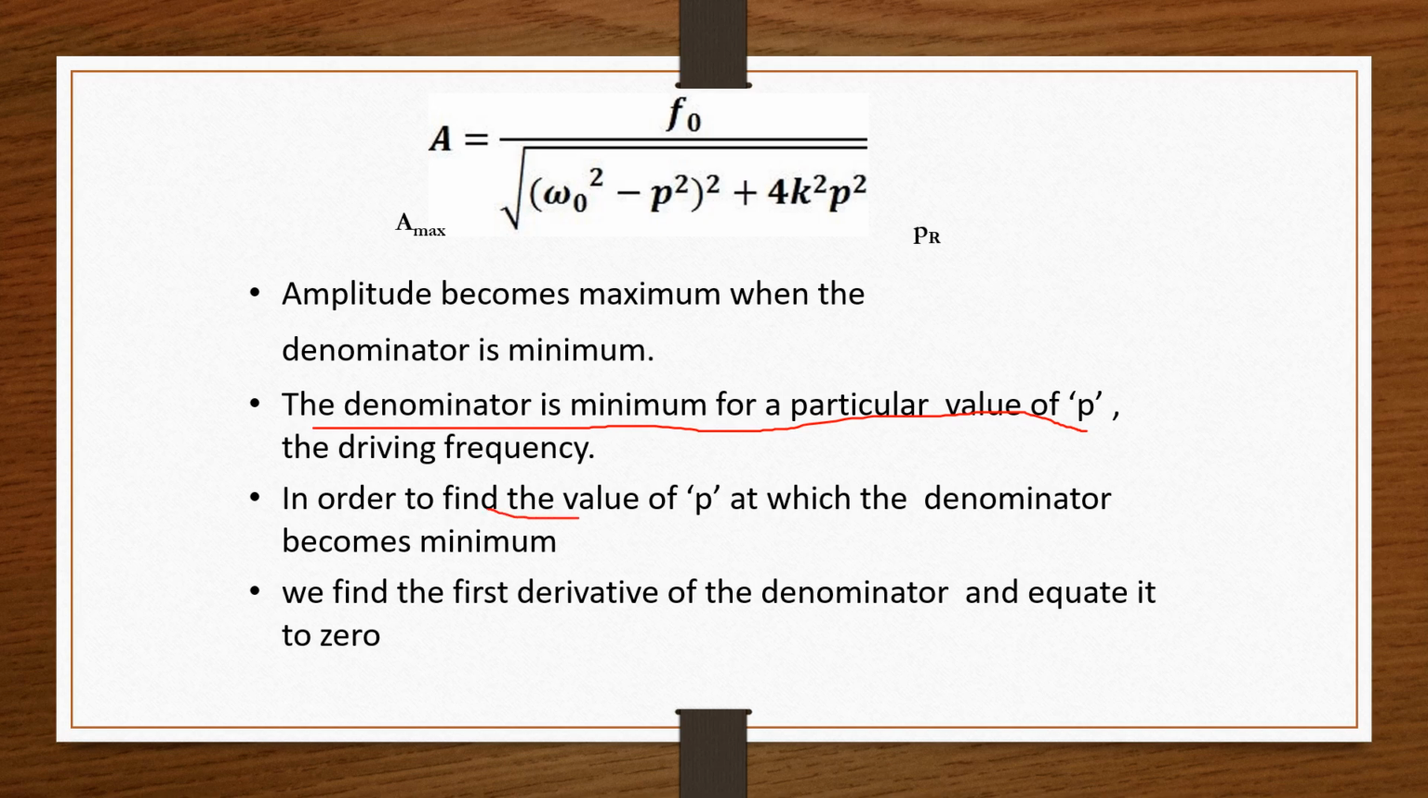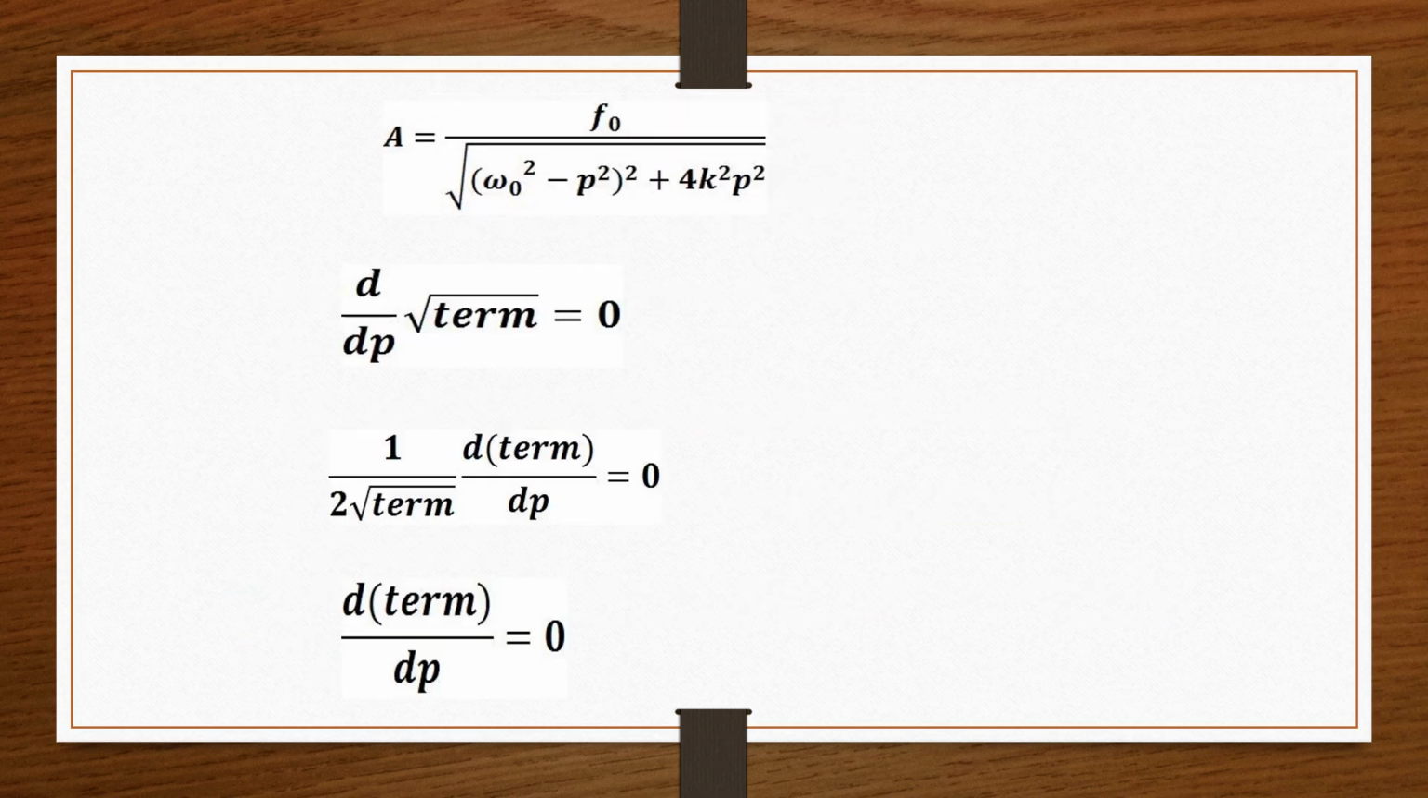In order to find the value of p at which the denominator becomes minimum, we first find the first derivative of the denominator and equate it to 0. I hope you know this, which you have studied in your plus 2 maths classes. So here we are equating the first derivative of the denominator to 0. We haven't written the whole term here, just the term. Now when you take the first derivative, you get 1 by 2 root of that term into d by dp of that term, which is equal to 0.